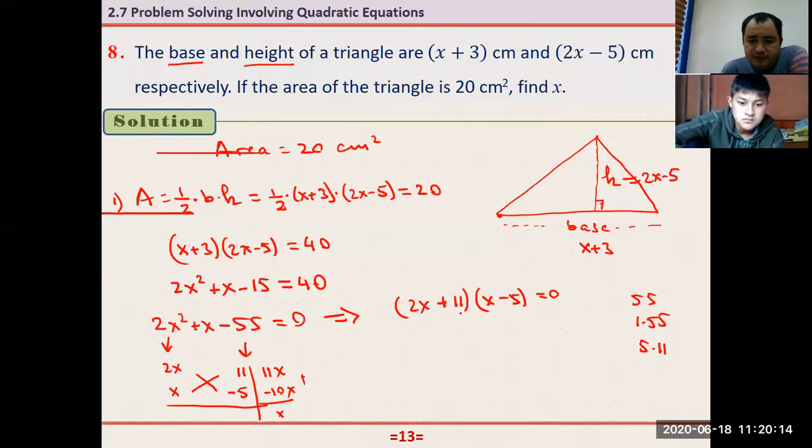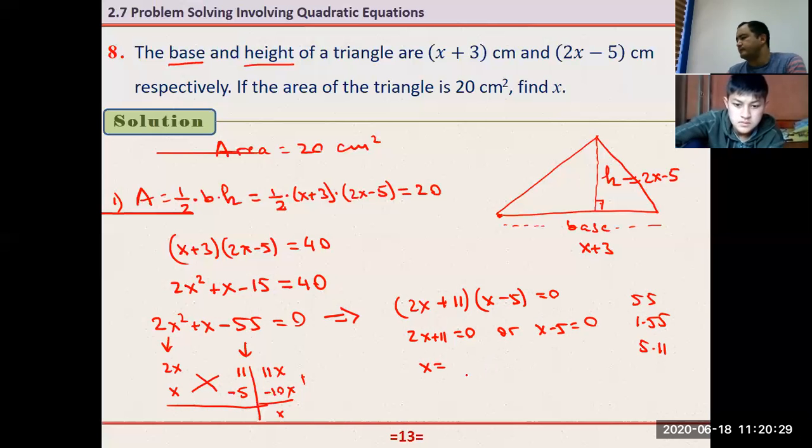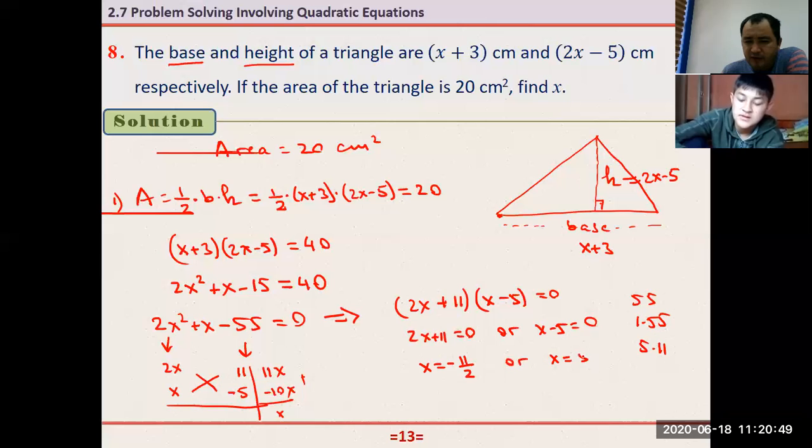Anyway, we will continue. So we know how to solve this. 2x plus 11 is equal to 0, or x minus 5 is equal to 0. From here, what is x? x equals minus 11 over 2, that is minus 5.5, or x equals 5.